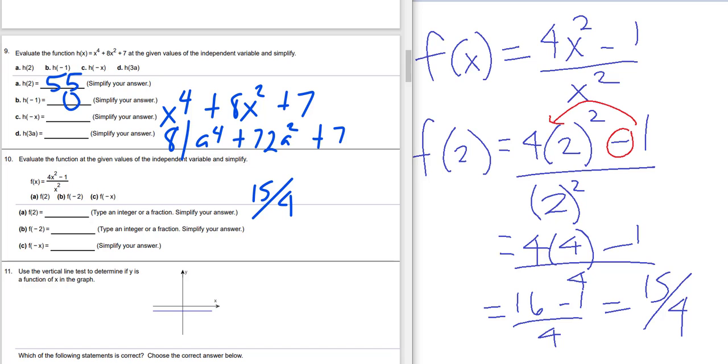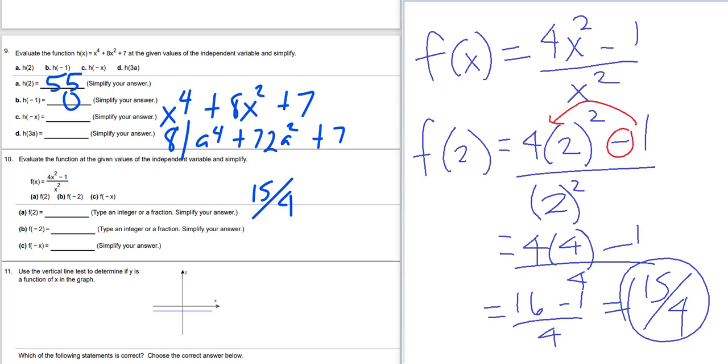If this final part will reduce, you certainly can reduce it, because now you just have a single term in the top and the bottom. And in this case, this is a fraction that won't reduce, so we just leave it as 15 over 4.